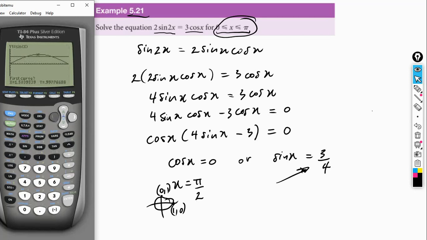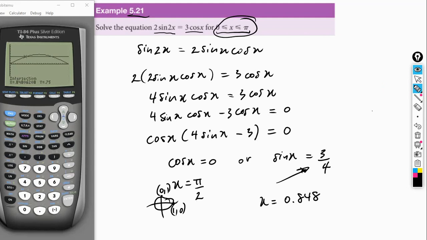First curve, let's make sure that we're close to the first intersection. So enter, first curve, enter, second curve, enter, guess, and there's the intersection. So that's our first solution for x in the case of sine of x equal to 3/4. So let's write it down. We'd say that x is equal to 0.848 to 3 significant figures.